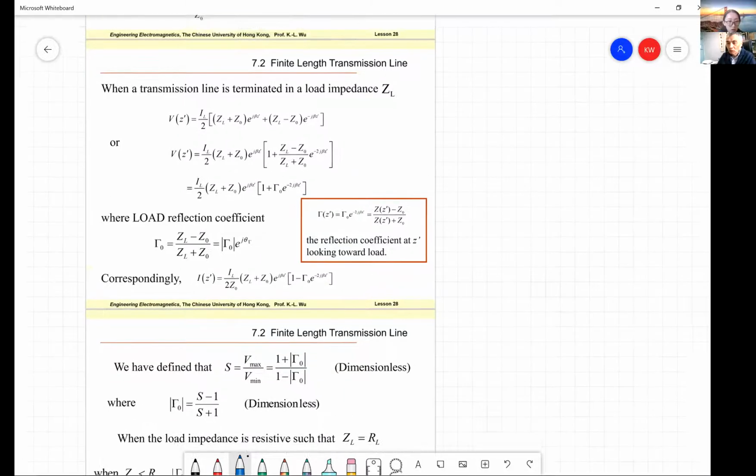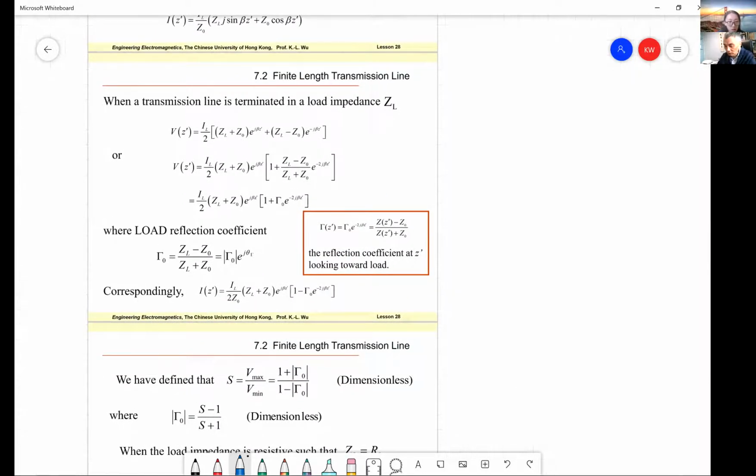So one of the basic properties, let's look at the voltage. Because if the voltage is known, the current is known, because the voltage is composed of the total voltage.